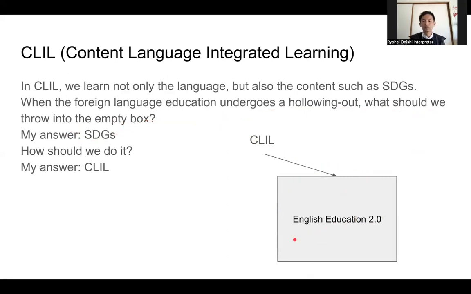This is now empty. Okay, so my answer is to put SDGs into the box. And how should we do it? How? It's about method. My answer is to use CLIL. CLIL means we teach not only language, English, but also SDGs, or content, right? So we do these two things at the same time. This is my proposal for this research.